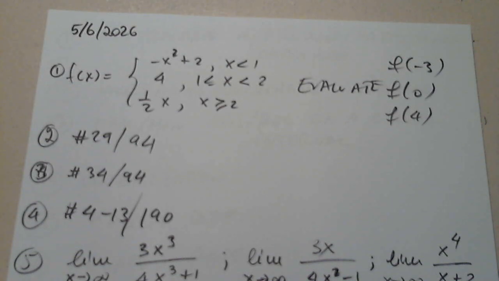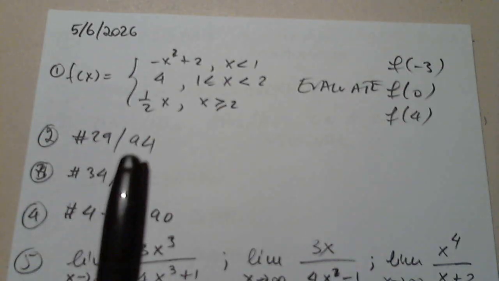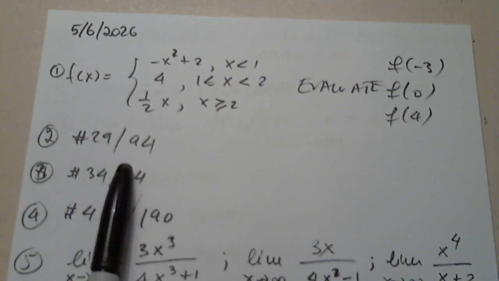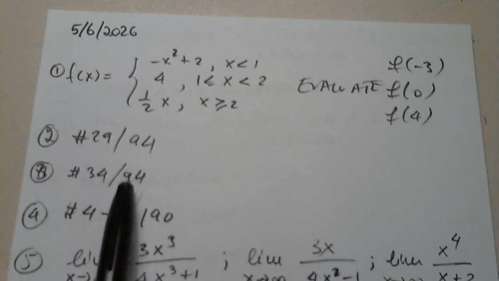I'm opening the book right now. So it's on page 94. It's at the end of chapter R. Okay, so 29, yes, it's reading from the graph. f of this, f of that, domain and range.